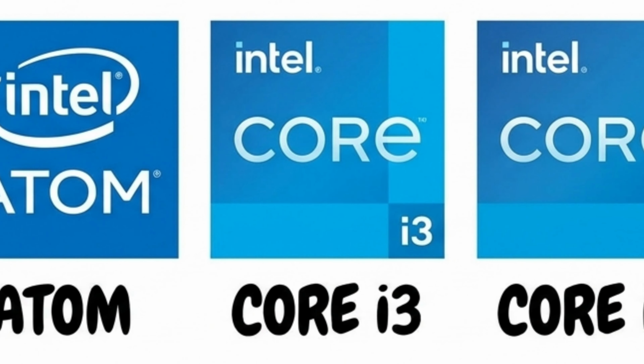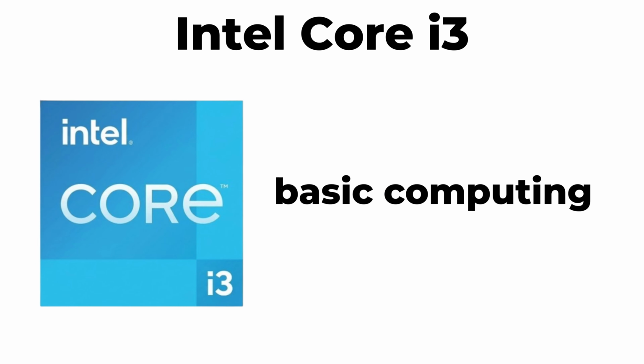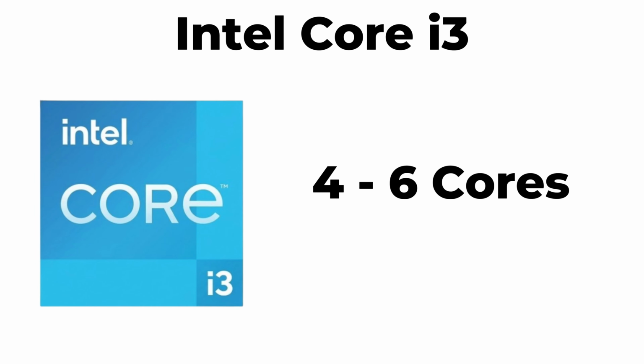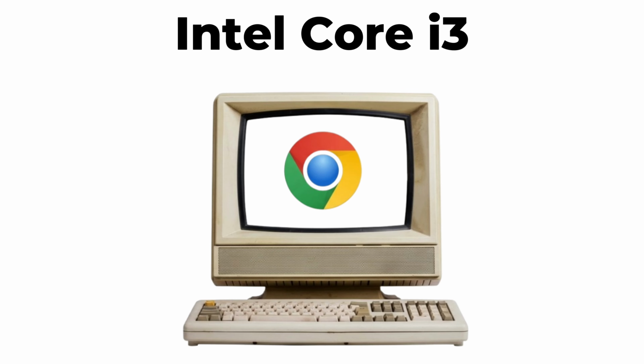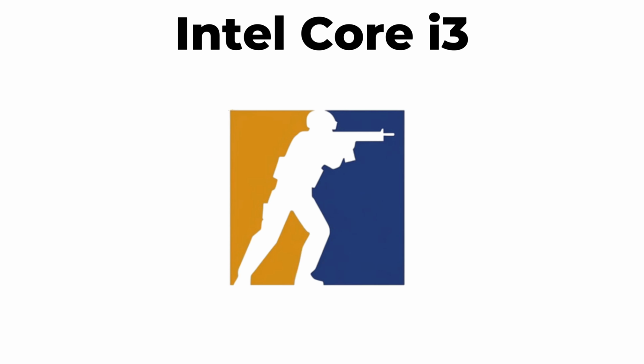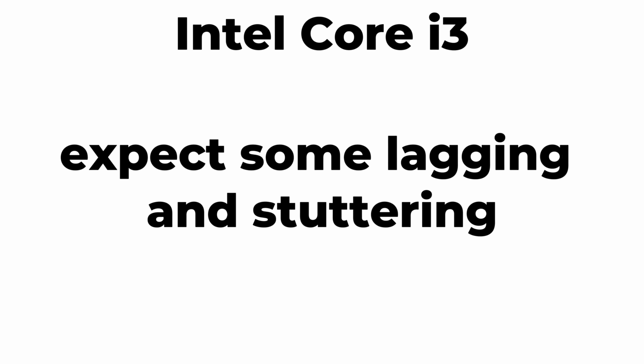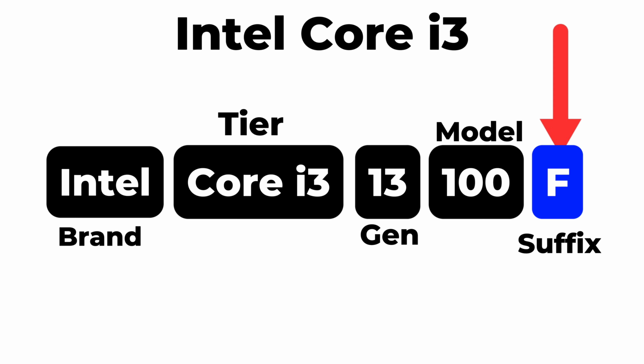Core i3. Core i3 is Intel's entry-level processor designed for basic computing and light multitasking. It comes with 4 to 6 cores, enough for browsing, watching videos, and working on documents. You can even play some light games, but if you try running heavy tasks like rendering or modern games, expect some lagging and stuttering. At the end of the CPU name, you'll sometimes find a letter called a suffix.